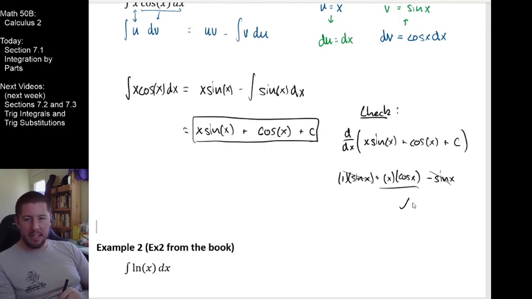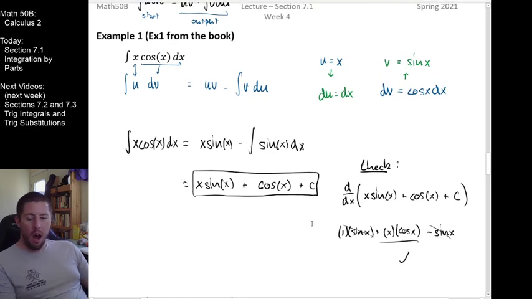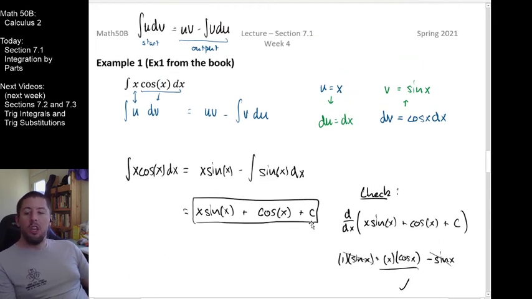So our check is clearly good. We clearly got back to x cosine x like we started with by taking the derivative of our integral. So I'm confident that we got the answer right here by making these appropriate substitutions. Now, again, our goal today is not just to use a formula.